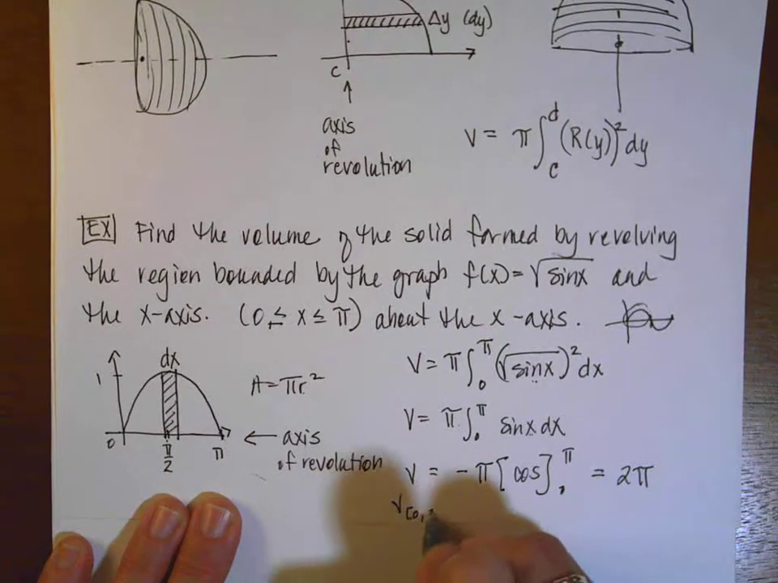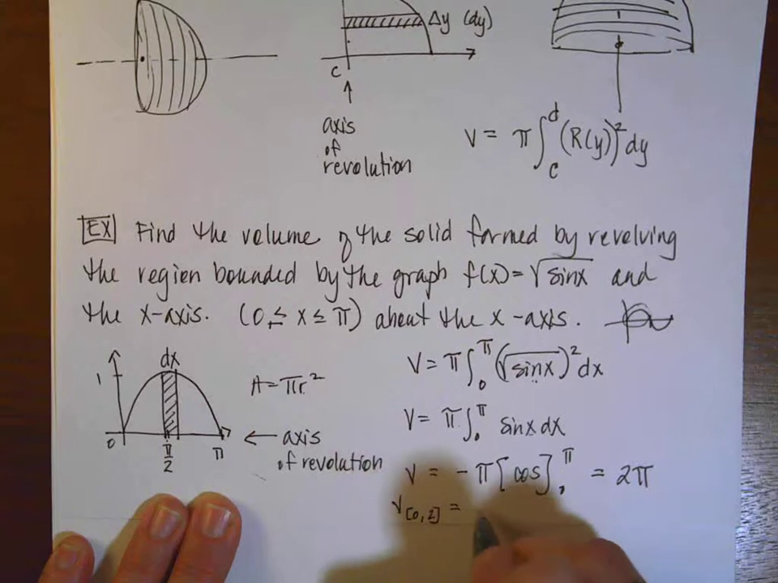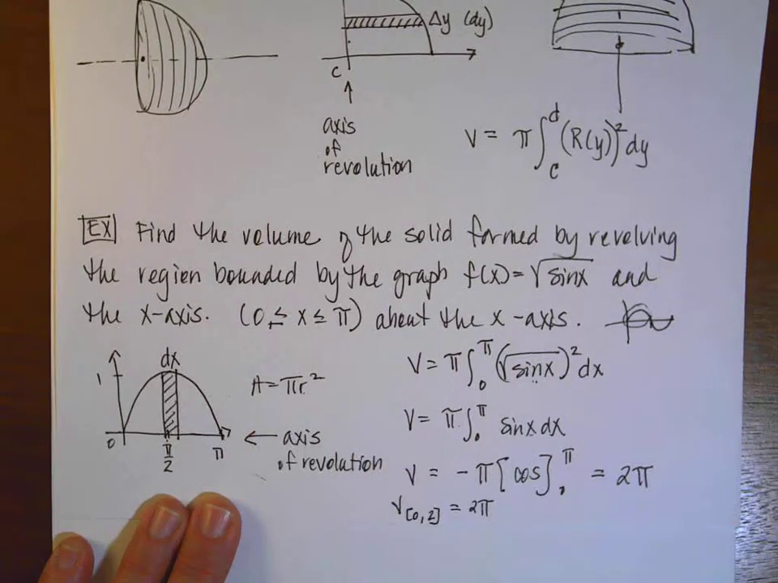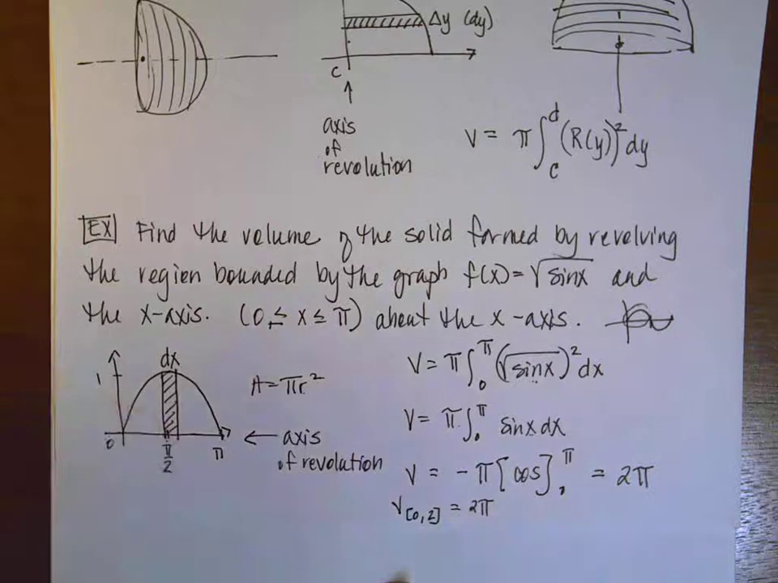And so if I report politely, the volume of the rotated solid from 0 to pi is 2 pi. And there we go. That was a pretty easy example. All right, for our next example, let's use a different colored pen because black is getting boring.